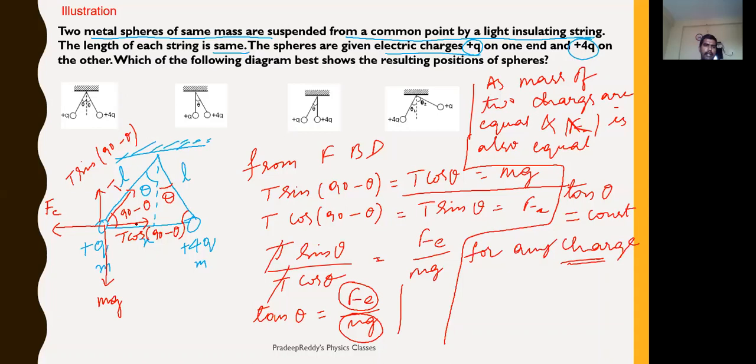So if you take either plus q charge or plus 4q charge, theta should be the same. Therefore, theta should be equal. This angle should be equal to this angle, and that is possible only in this figure. So option A is the suitable correct answer.